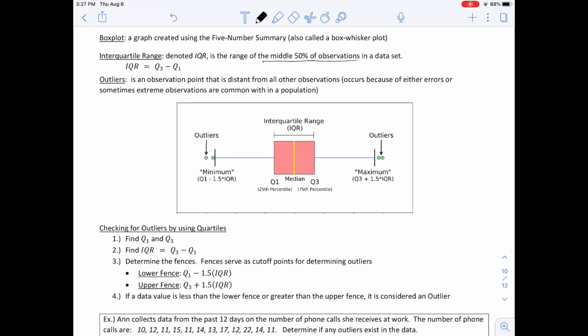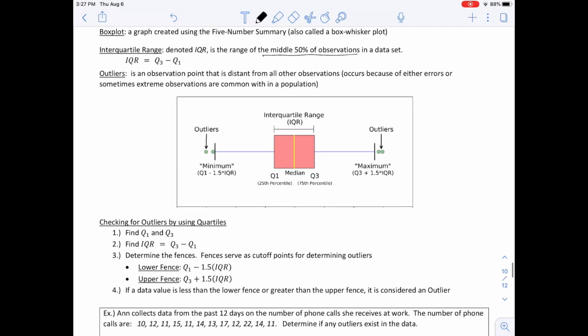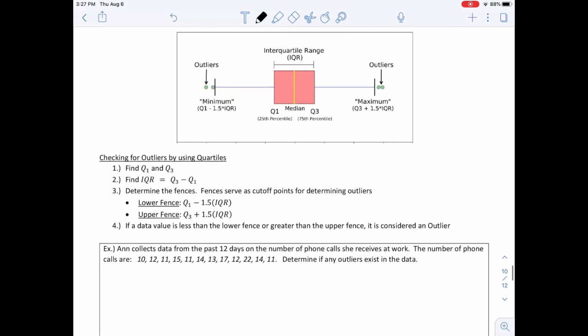Then we have an outlier. This is an observation point that is distant from all other observations. It occurs either because of errors, or sometimes it's an extreme observation, and that might happen within a certain population.